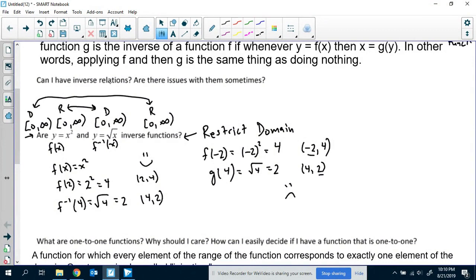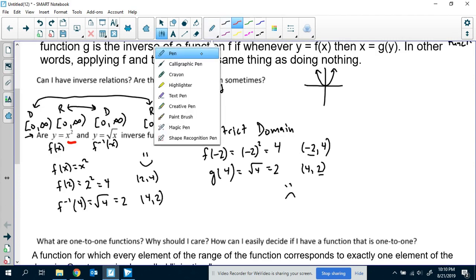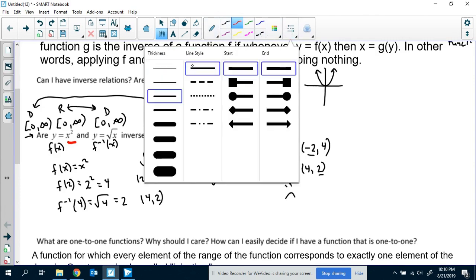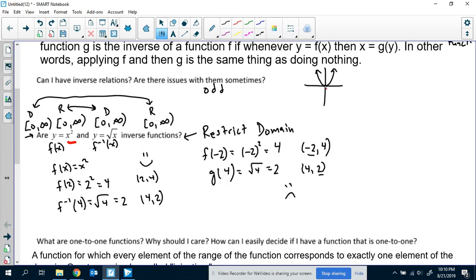So in order to have an inverse relation, that's kind of odd or tricky. I mean, you technically could do that. An example would be if I had a parabola like this, then I could technically have an inverse relation where it's a sideways parabola because everything gets mapped over.